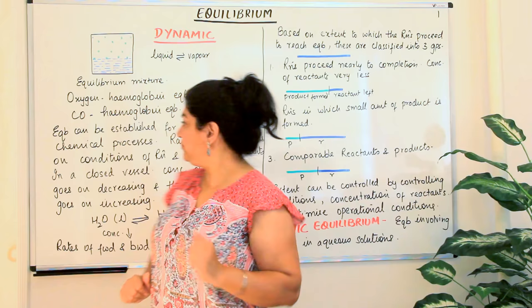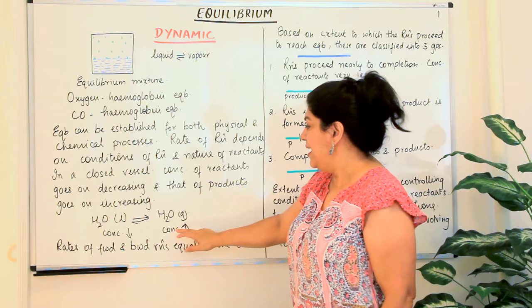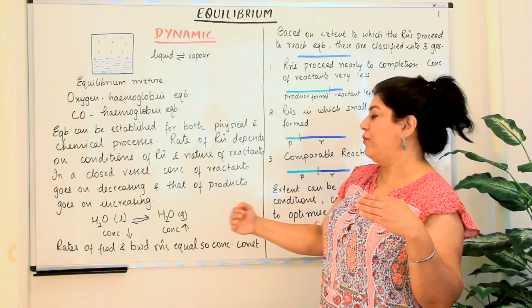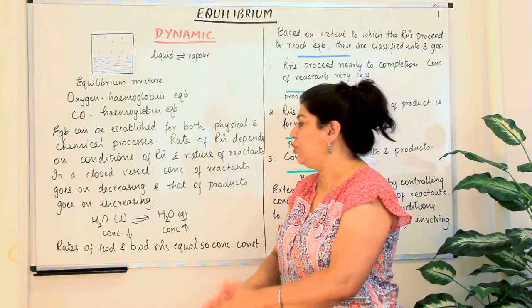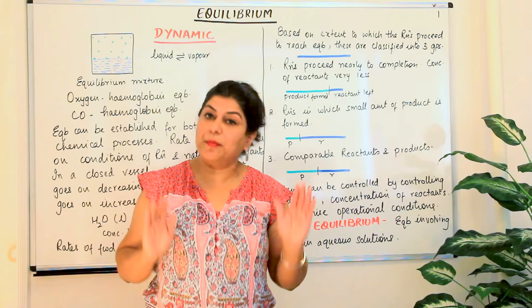So we'll say that the concentration of reactants goes on decreasing and that of products goes on increasing. For example, you had water in the liquid state, the concentration of water in the liquid state goes on decreasing and the concentration of water in the gaseous state goes on increasing. And the rates of forward and backward reactions at equilibrium become equal. And when they become equal, whatever is the concentration of the reactant and the product, that becomes fixed. At equilibrium, the concentrations of reactants and products become fixed.